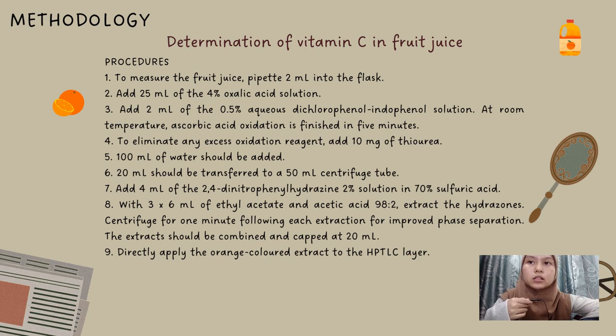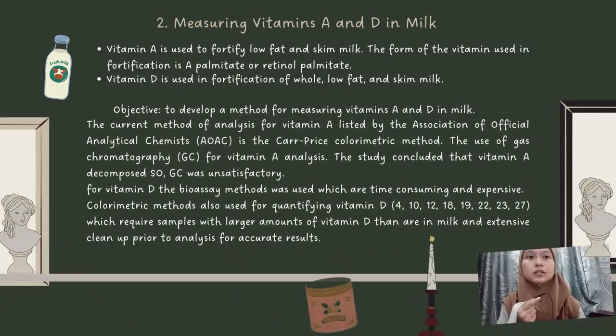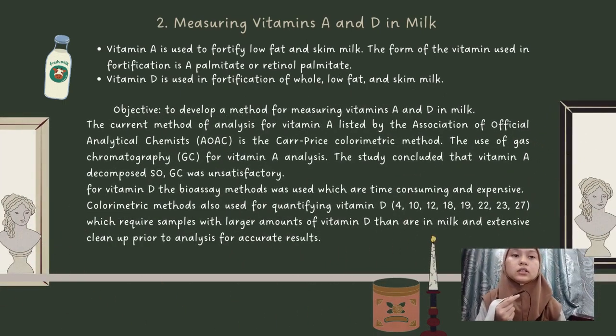Transfer 20 ml into a 50 ml centrifuge vessel and add 4 ml of the 2% solution of 2,4-dinitrophenyl hydrazine in 70% sulfuric acid. Extract the hydrazone with 3 times 6 ml ethyl acetate. Lastly, apply the orange colored extract directly onto the HPTLC layer. The second experiment is measuring vitamin A and D in milk.